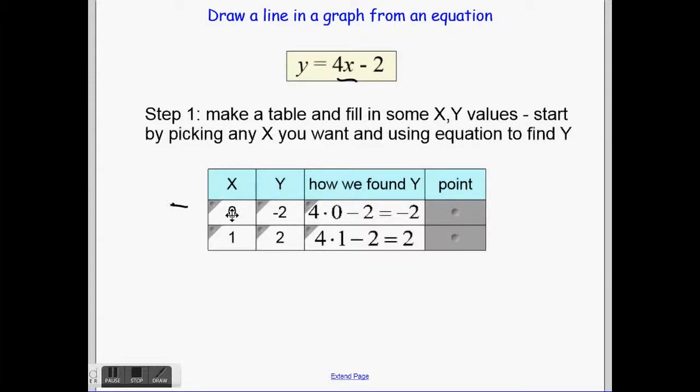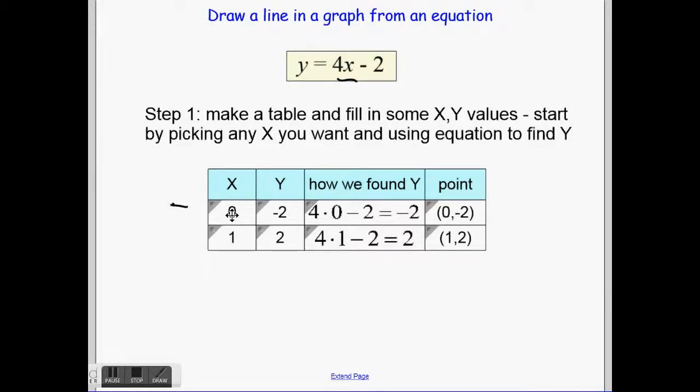Vertical is up, and horizontal is x. So the points that we get are 0, negative 2 and 1, 2. So you have to choose two numbers that you use as x, and then you plot the points. You don't have to do that again. Once you have 2 points, that's all you really need, because you just make a straight line through the points.